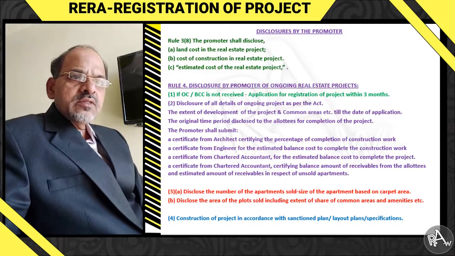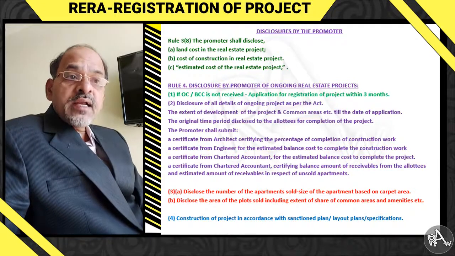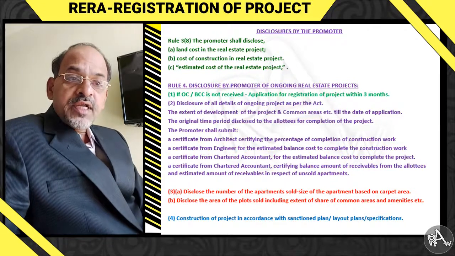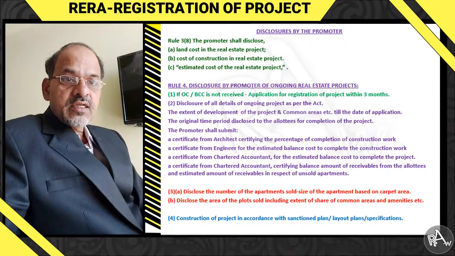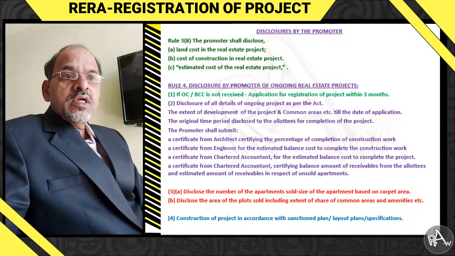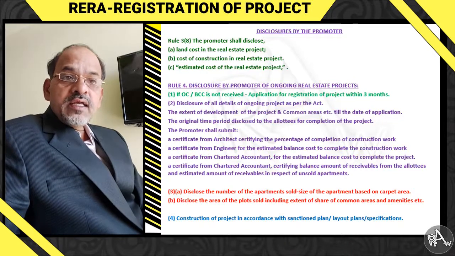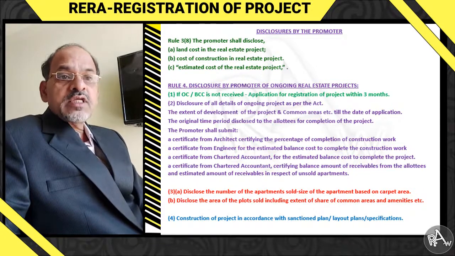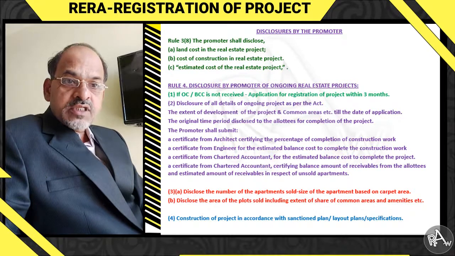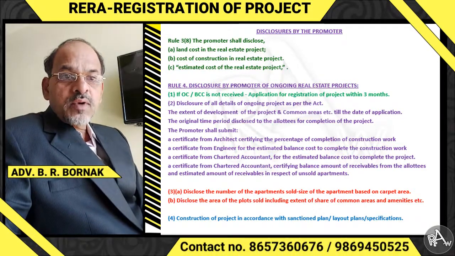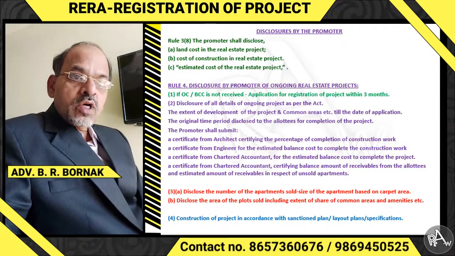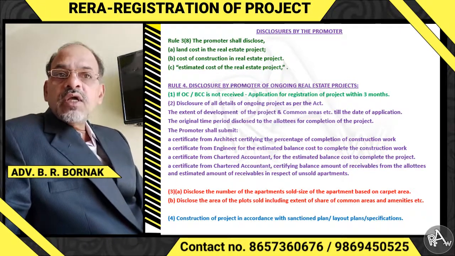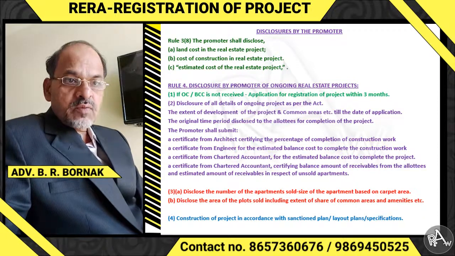Now, besides this, there are some disclosures which are required to be made by the promoter while submitting the application for registration. Which are those disclosures? As per Rule 3, Sub-Rule 8, the promoter shall disclose the land cost in the real estate project, the cost of construction in the real estate project, and the estimated cost of the real estate project. These three costs, the cost of land, the cost of construction, and the estimated total cost of the real estate project, you will have to disclose while submitting the application for registration of the project.